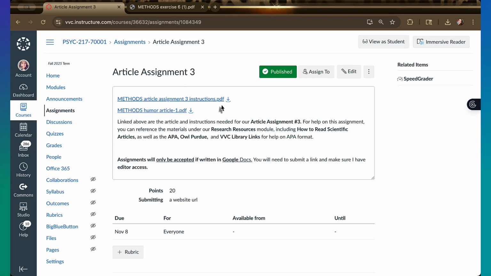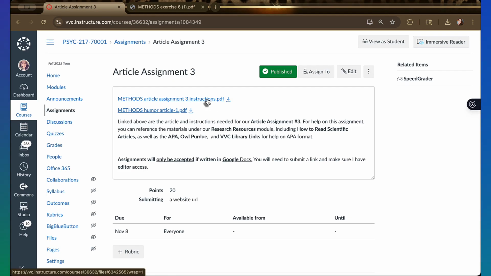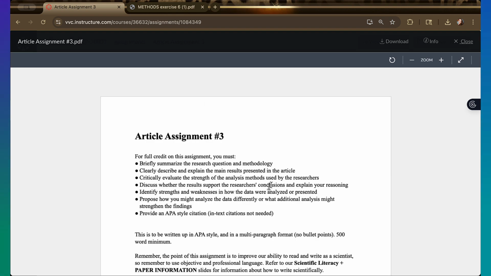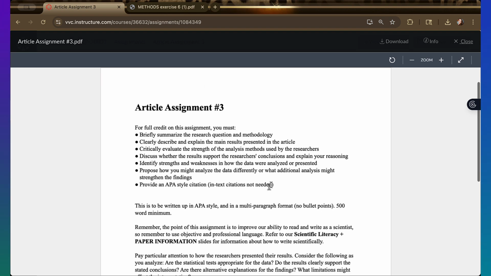Okay, so let's take a look at article assignment number 3. So same thing as normal, right? Make sure that you write it in Google Docs. It has to be written there. You can't just copy and paste into there. And then submit the link and make sure that I have editor access. Okay, editor access, not view. All right, so you've got your article, and then of course you have your instructions. So this article assignment is going to be focusing more on the analysis section, the results section.